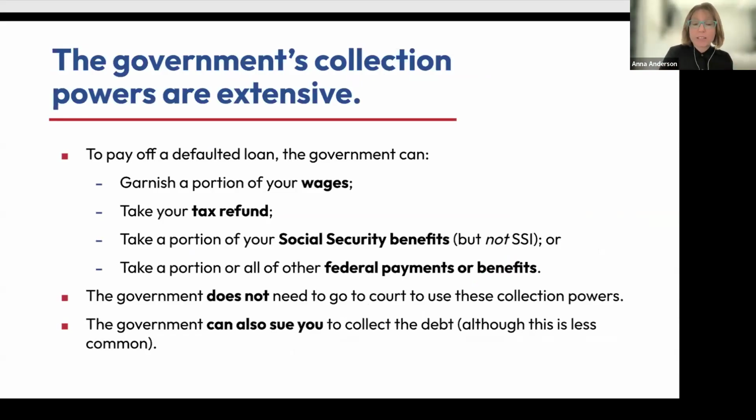So you may have heard us speak about this in a previous webinar, but just to reiterate this, the government can garnish your wages, they can take your tax refunds, they can even take a portion of your Social Security benefits or other types of federal payments or benefits to collect on these student loans. Now, the government cannot take SSI or VA benefits, but general Social Security benefits and other types of federal payments and benefits are potentially at risk of being seized to pay back on these federal student loans.